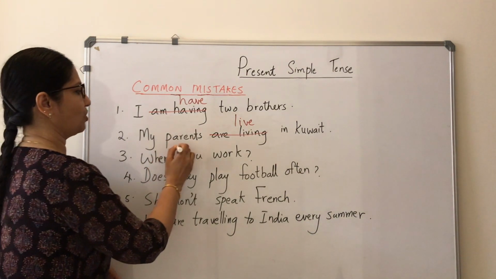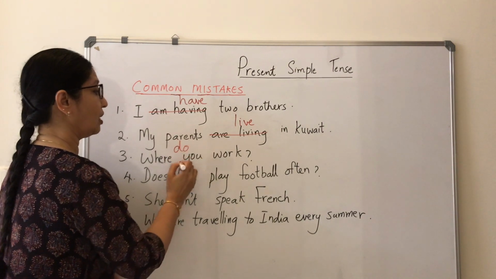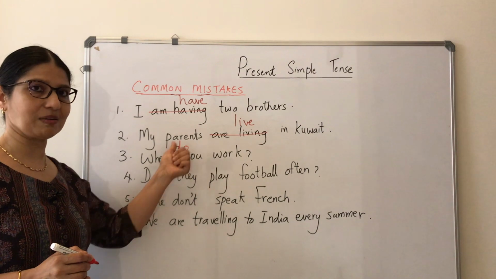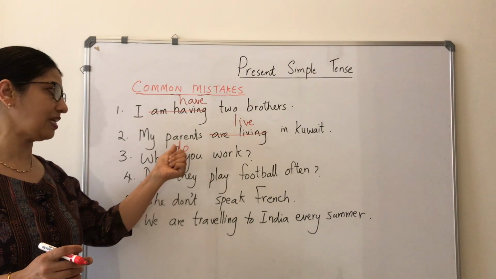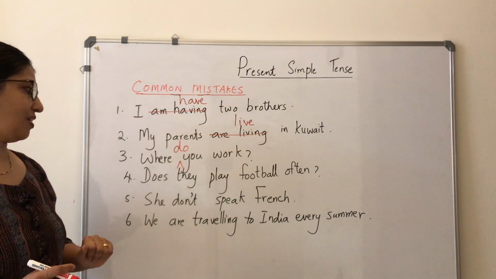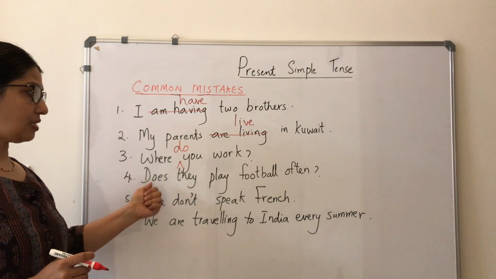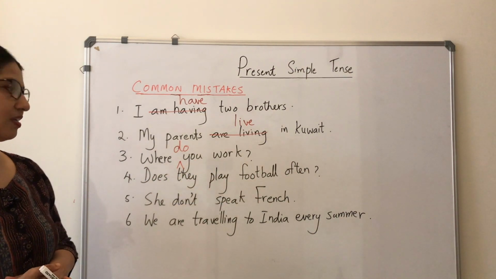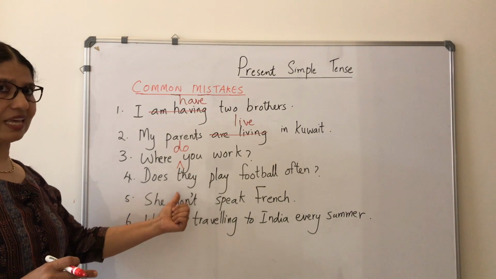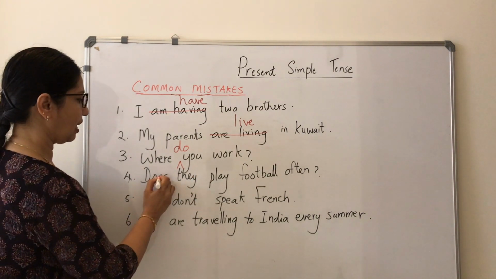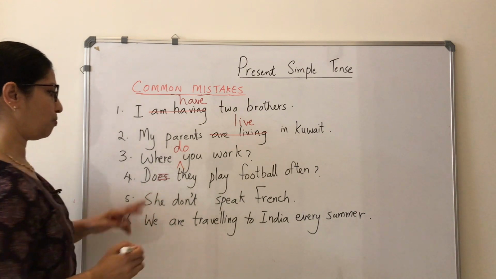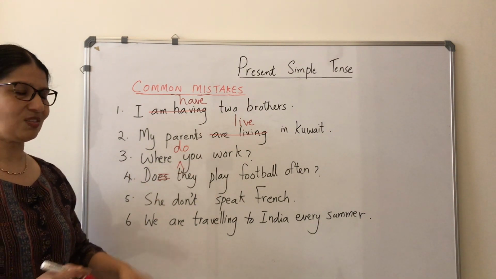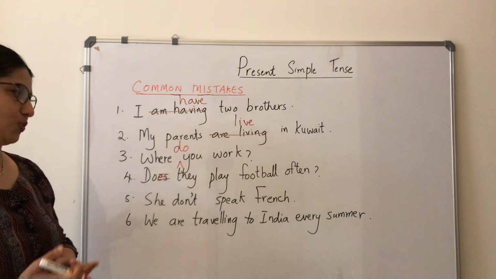So we must use where do you work, not does. It is do because here the subject is you. For you we use the helping verb do. Number 4, does they play football often? What is wrong here? The subject is they, so we shouldn't have does. It should be do. Just do. Do they play football often? So the form was wrong there also.